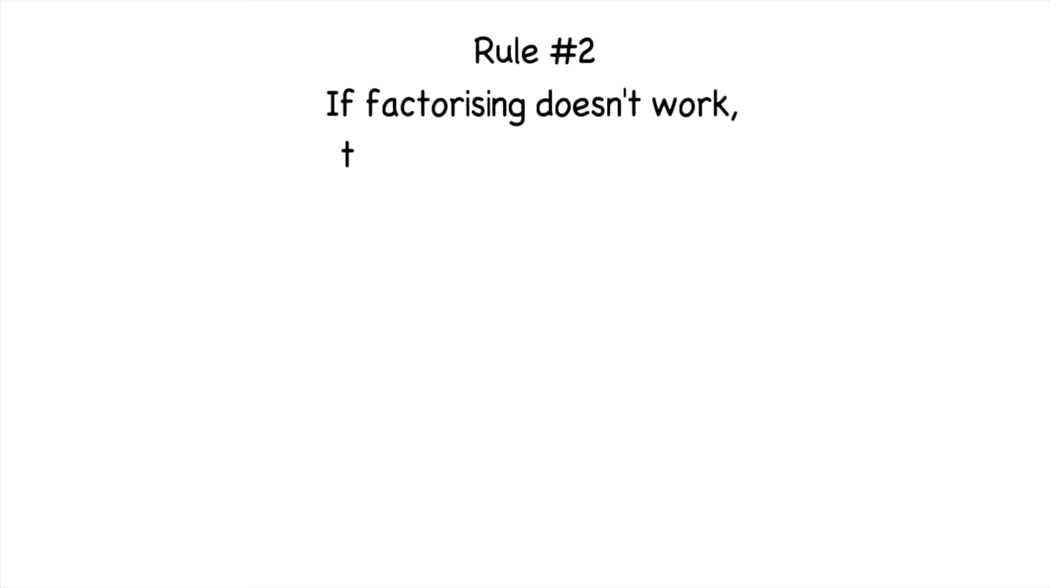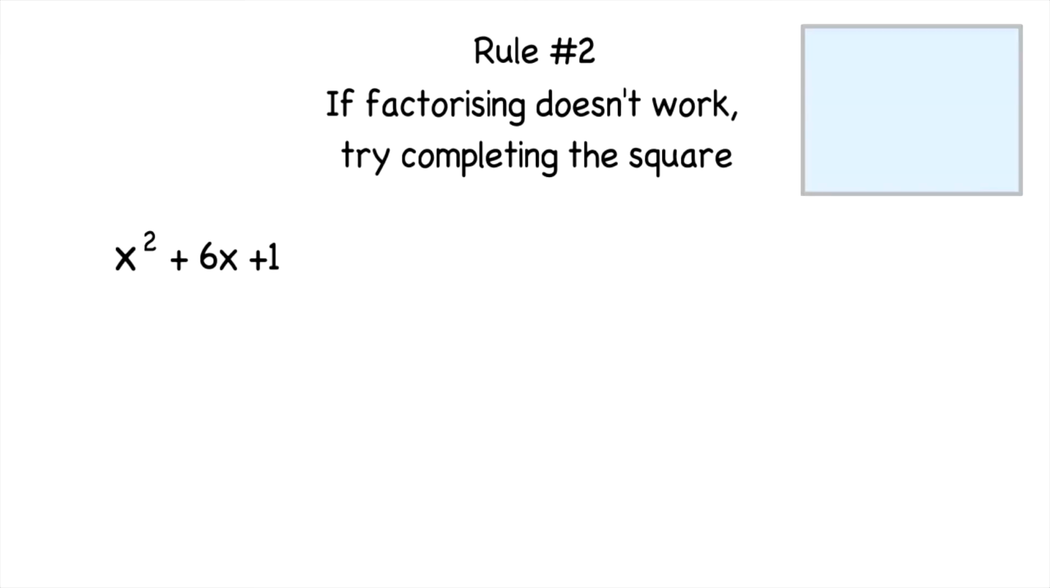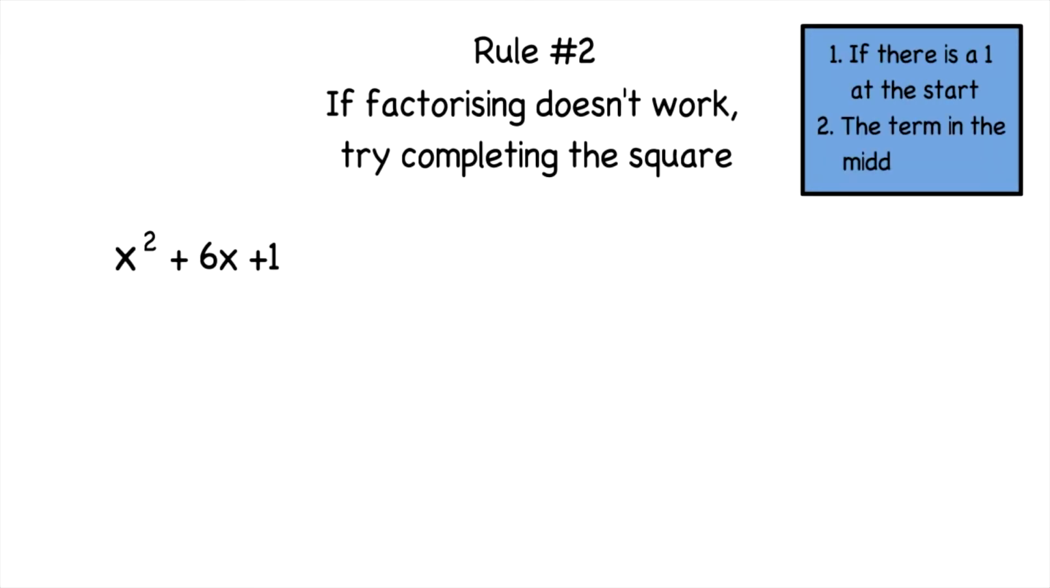Rule number 2, if factorising does not work, try completing the square. You will be able to complete the square if there is a 1 in front of your x squared, which there is, and if the term in the middle is even. So then to complete the square, I halve the number in front of my middle term, and put an x plus that number in a set of brackets and square them.